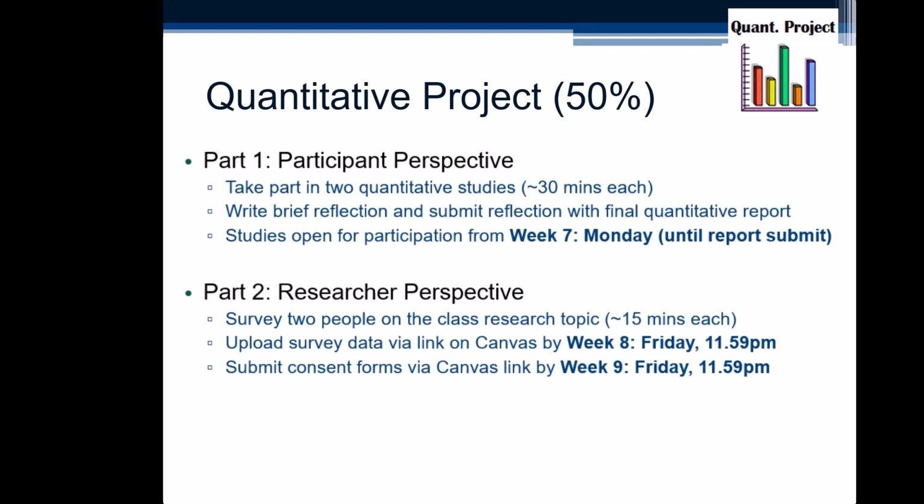Part 2 of the quantitative project, you're going to go out and collect some survey data from 2 people. So a survey will be provided to you. You'll go out and find 2 respondents who meet our survey respondent criteria and administer a survey to them. And that survey typically takes about 15 minutes, so it's not too long. You're then going to enter that survey data via a link into our class database by Friday of week 8, so that the full data set can be analysed. You will again need to provide consent forms, and they'll need to be submitted by Friday of week 9.